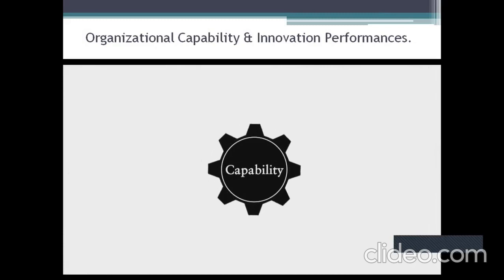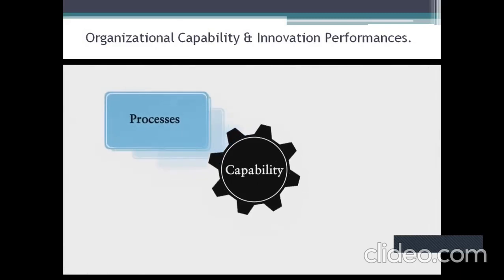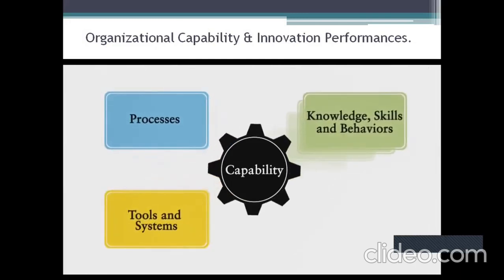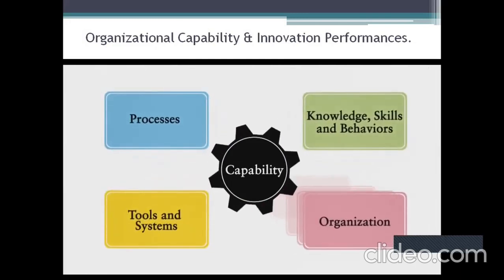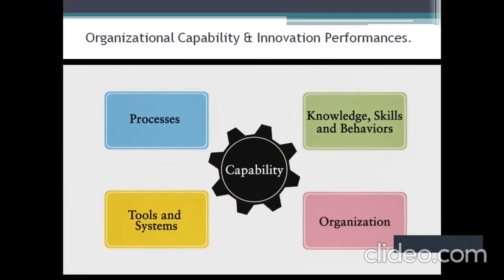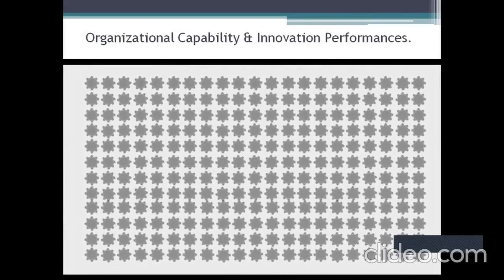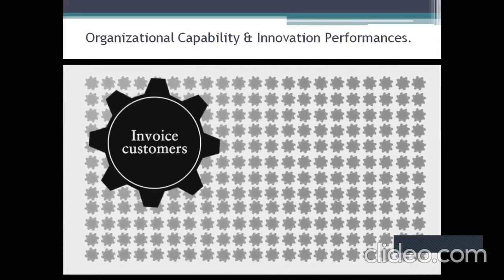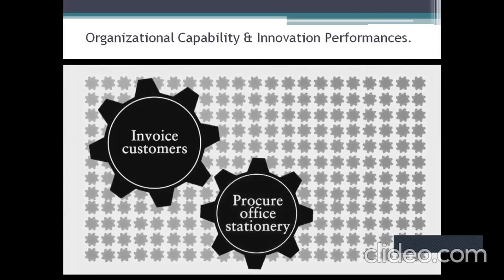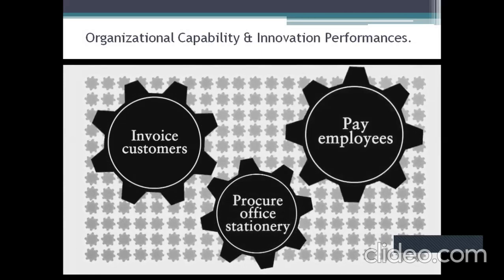Let's discuss what we actually mean by a capability. A capability is a combination of processes, tools and systems, knowledge, skills and behaviors, and organization that allows a company to deliver a specified outcome. This means capabilities are messy, complicated combinations of many factors. Companies may have hundreds of capabilities, such as the capability to invoice customers, the capability to procure office stationery, the capability to pay employees, and so on.